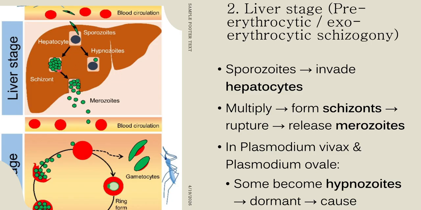Then it multiplies and forms the schizonts, and some of them form hypnozoites, which will be dormant and cause relapse. These schizonts then rupture and release merozoites again into the bloodstream. In Plasmodium vivax and Plasmodium ovale, some become hypnozoites, dormant, and cause relapse. These hypnozoites are not seen in Plasmodium falciparum. It is seen in Plasmodium vivax and Plasmodium ovale.